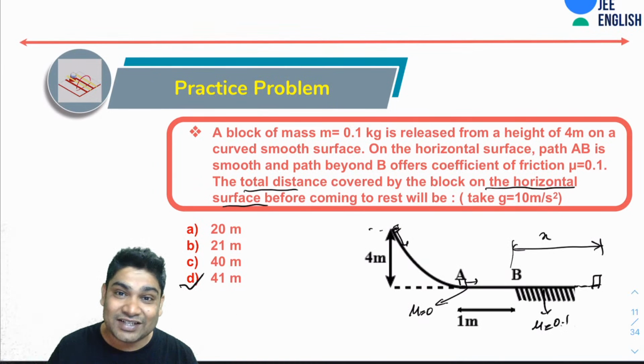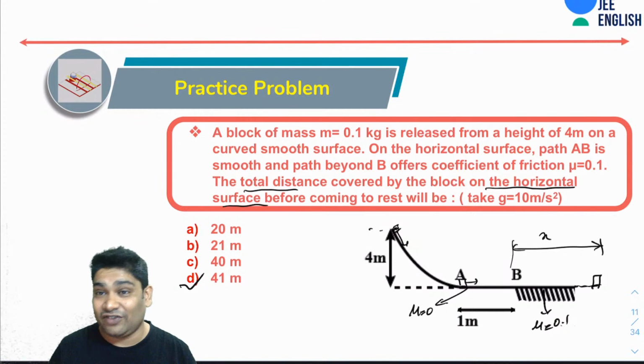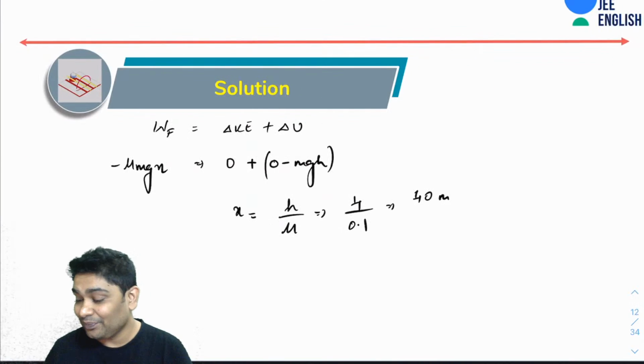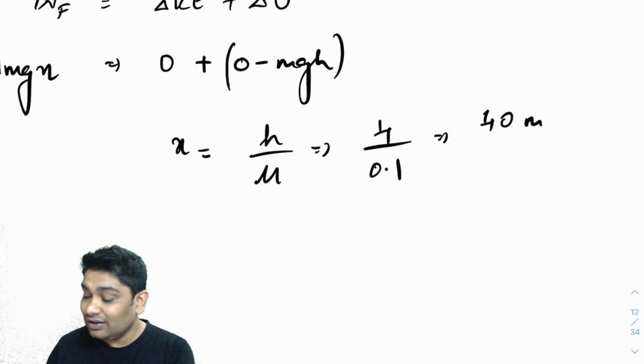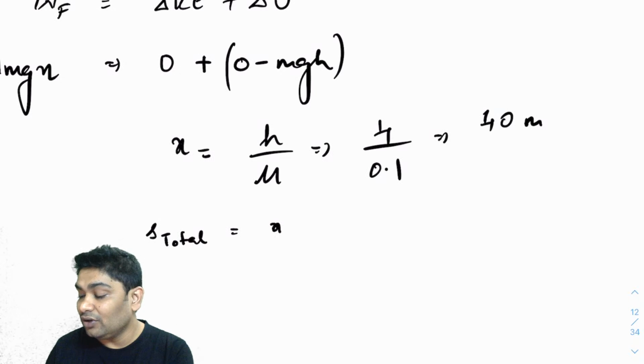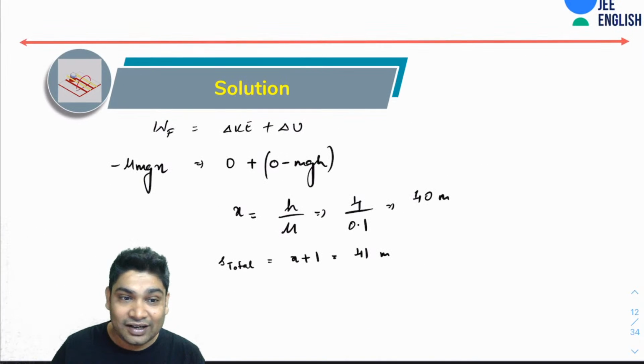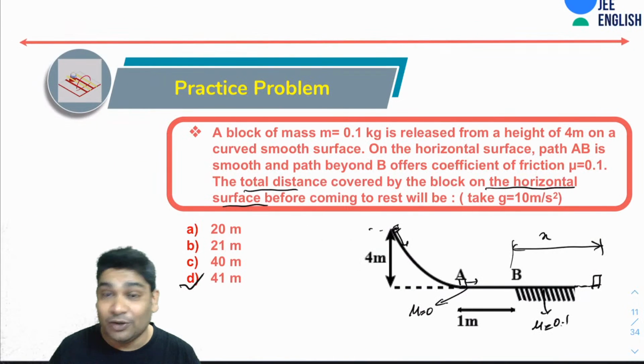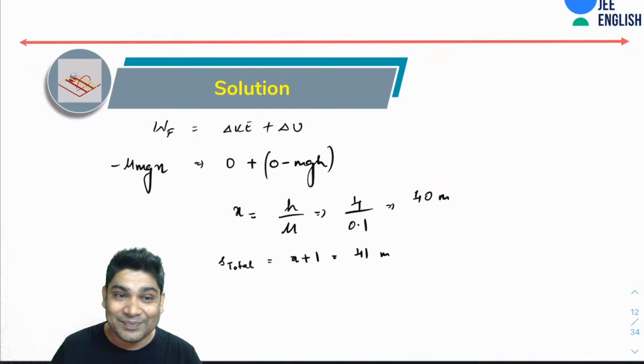So the total distance traveled by the block on the horizontal surface would be 1 plus 40. S total would be equal to 1 plus x, which is 41 meters, which Rishabh said is the answer, and Rishabh is absolutely correct. So well done, Rishabh.